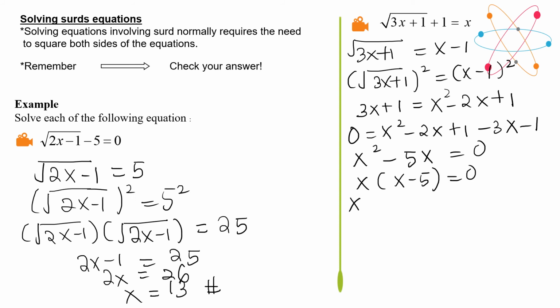From the first factor, x is 0. Second factor, x equals 5. Because this question has two answers, we have to check. First, we check for x equals 0.